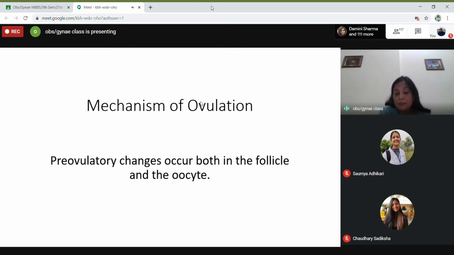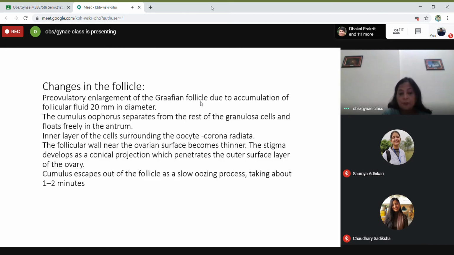Then now, mechanism of ovulation. Mechanism of ovulation is first pre-ovulatory. There will be some changes, pre-ovulatory changes, which occur in both the follicles surrounding the oocyte and the oocyte. Both of them will get some pre-ovulatory changes. So there are changes in the follicles surrounding the oocyte. What will happen to them? The pre-ovulatory enlargement of the Graafian follicles.